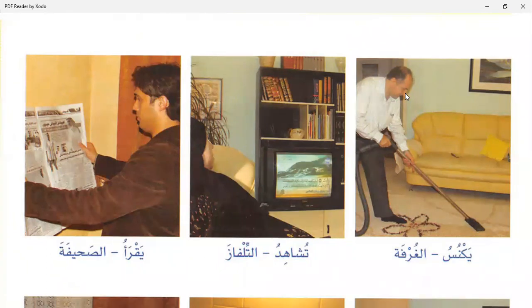ماذا تفعل؟ No, تفعل is for male and we see a lady in the picture. Oh, sorry, I didn't see. ماذا تفعلين؟ Correct.